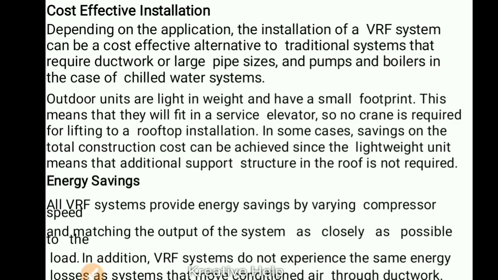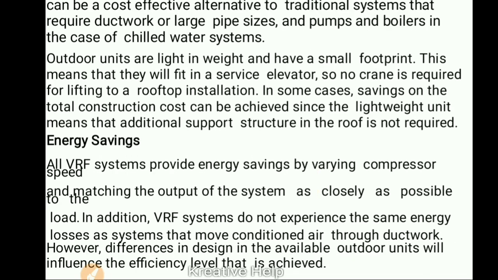Light unit, energy saving. You can see the VRV system provides very low energy use, because we are saving energy when the compressor matches the output close to the load. So this is a very good thing.